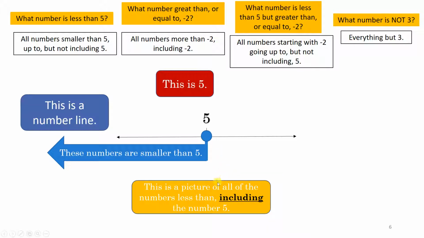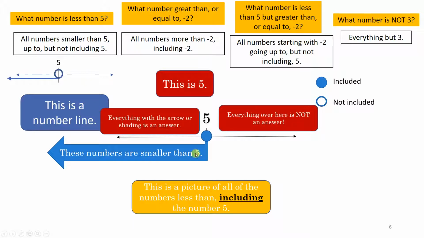This is a picture of all of the numbers less than 5, including 5. So if you have a solid dot, that means your number is included. If you have an open circle, that means your number is not included. So the graph that matches this statement right here, all numbers smaller than 5, up to but not including 5, looks just like that. Good to go? All right, so one last thing.